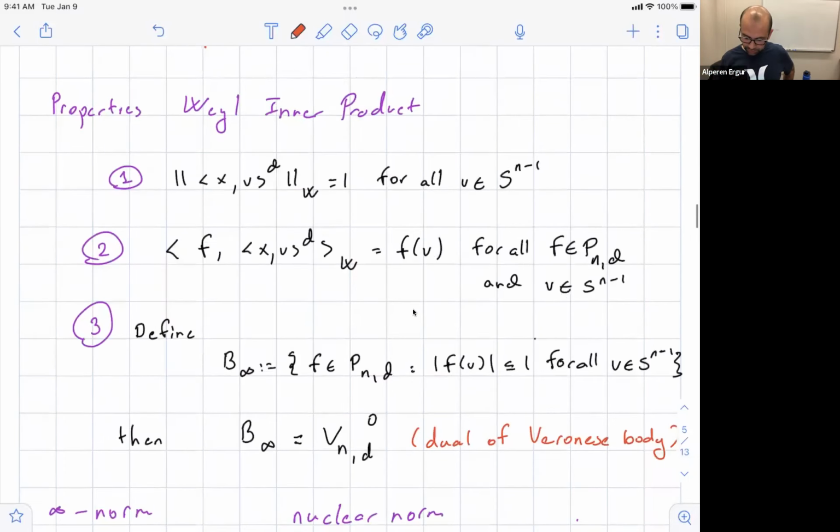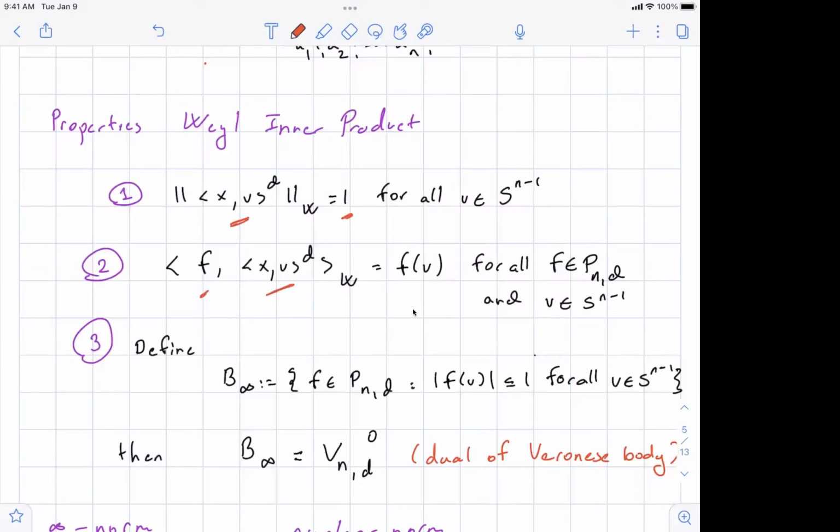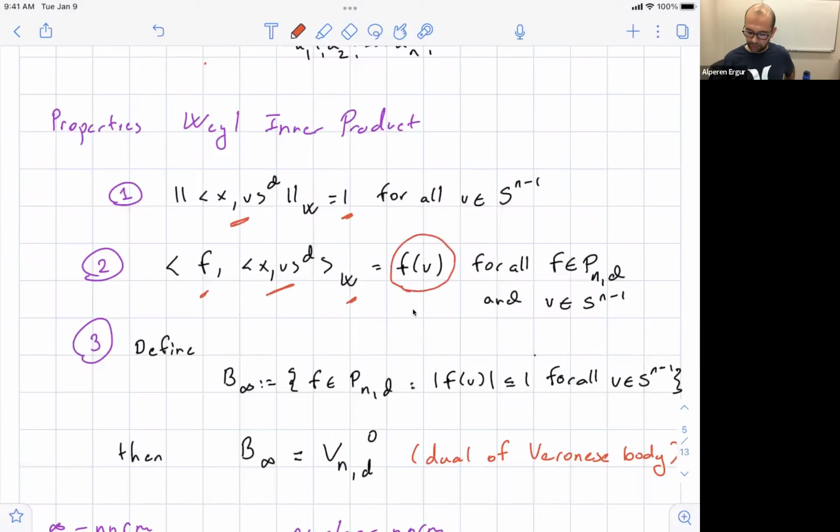Now, what is this good for? It has very nice properties. First of all, with respect to this inner product, every atomic element that I had has norm 1. They're all on the unit ball of this inner product, which is nice. Second, if I take any input f and take the inner product with these atomic elements, this corresponds to pointwise evaluation. Your f evaluated at this particular vector v, where v is on the sphere, is equivalent to taking the inner product of these two elements. Is this clear so far?